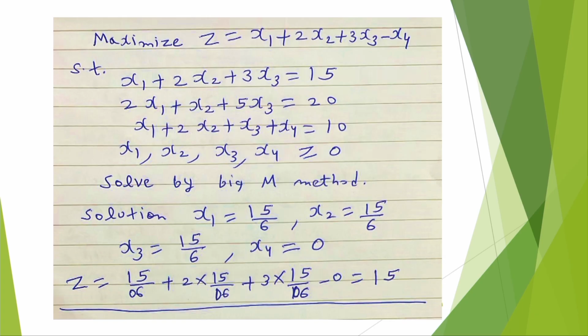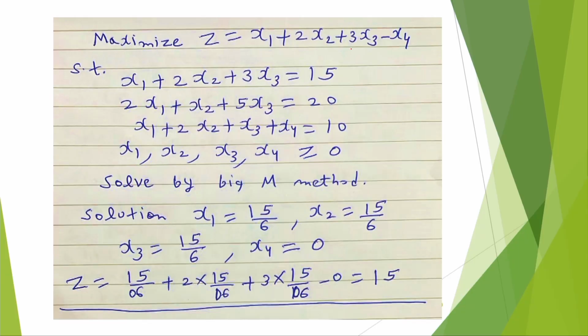Let us do this problem. Suppose you say maximize z equal to x1 + 2x2 + 3x3 − x4 subject to these three constraints: x1 + 2x2 + 3x3 = 15, 2x1 + x2 + 5x3 = 20, x1 + 2x2 + x3 + x4 = 10, and x1, x2, x3, x4 ≥ 0. You can solve this problem by the simplex method, but these are equality constraints. So you can use either the two-phase method or the big M method.